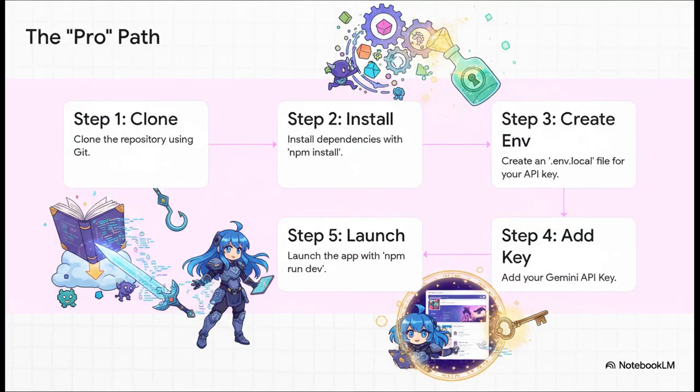Now, for those of you who do like to get your hands dirty and run stuff locally, there's a pro path. It's the standard 5-step dance you're probably used to. Clone the repo, install dependencies, set up your environment file with your API key, and fire it up. Super straightforward, and you get that awesome full web interface running right there on your own computer.